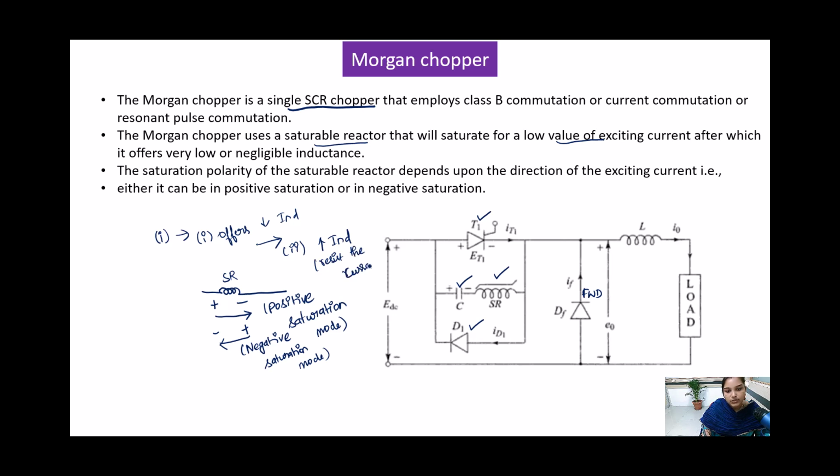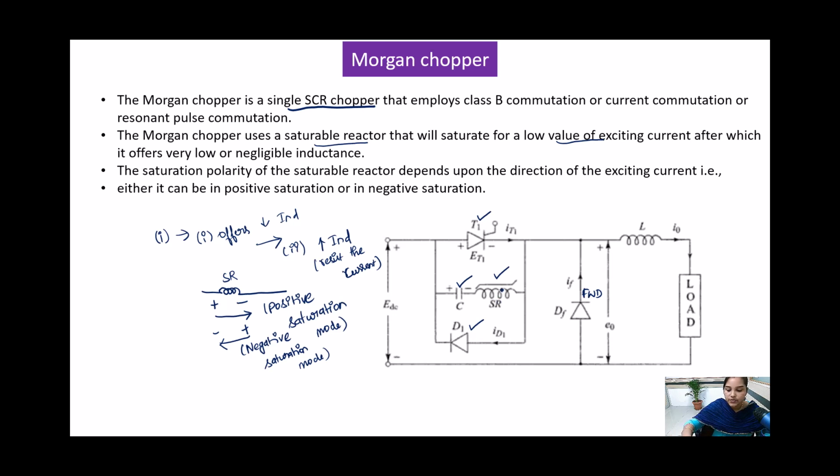Again I am repeating. If it is in saturation mode, it offers the minimum inductance. If it is a minimum inductance, then the current flow across the circuit is more when you compare with the non-saturation mode. If it is in non-saturation mode, then it offers high inductance, so it resists the current. So that is the working principle of this SR, saturable reactor, which this overall circuit will follow.